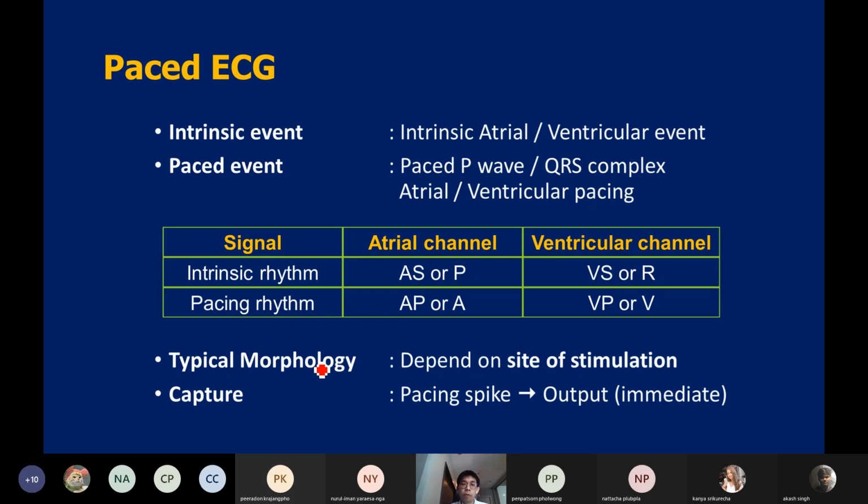The morphology that appears on the ECG depends on the site of stimulation. Also, we can see capture when there is a pace spike followed by a QRS on the ECG. This is called capture, as I mentioned before.